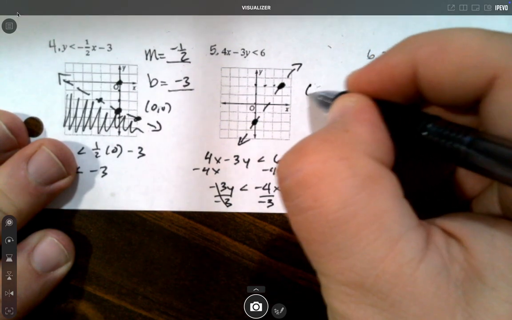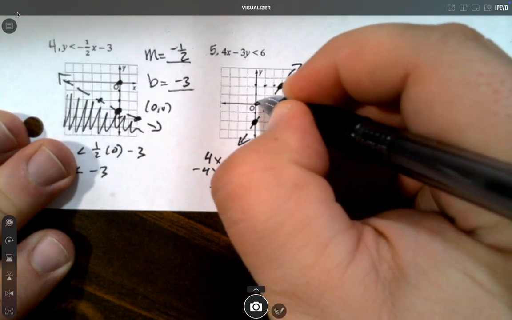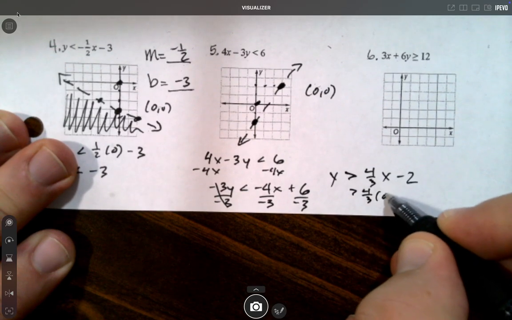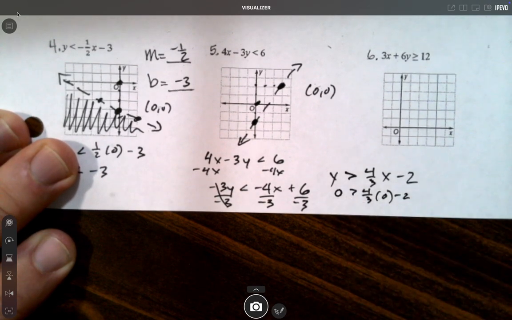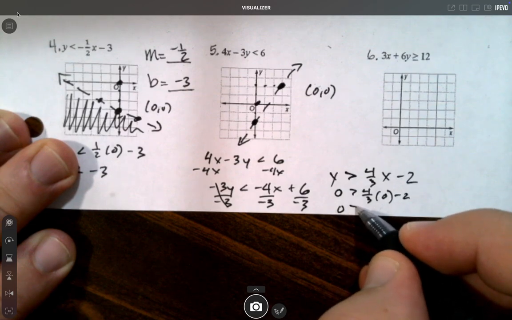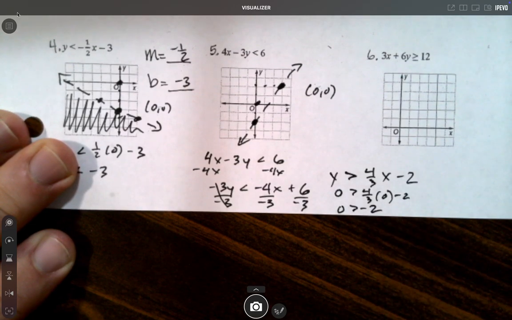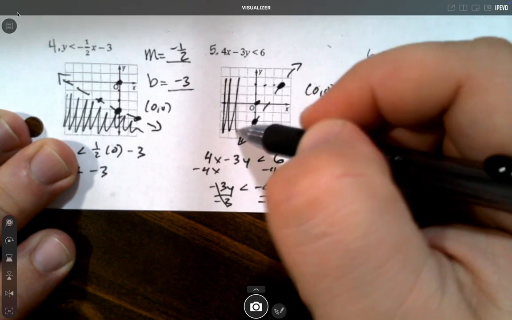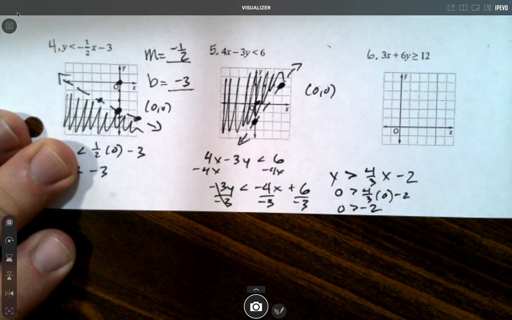And I can pick 0, 0 again, because that does not lie on the line. So I'll plug in 0 for x and 0 for y. Well, this piece cancels, so I get 0 is greater than negative 2. Hey, that's true. 0 is greater than negative 2. So that means the point I plugged in is true, so I want to shade the line on that side.